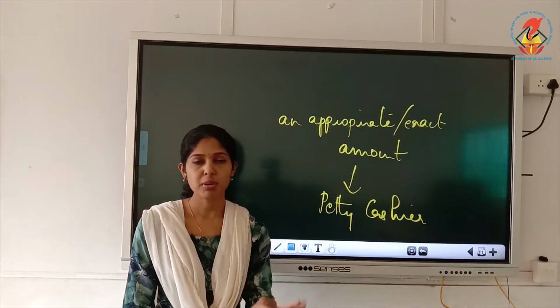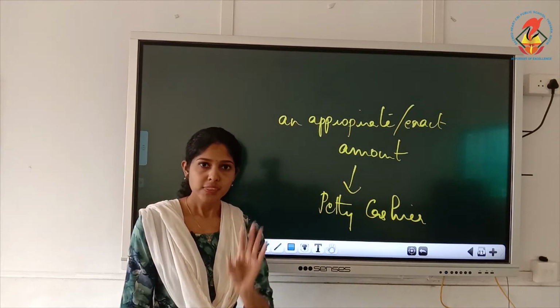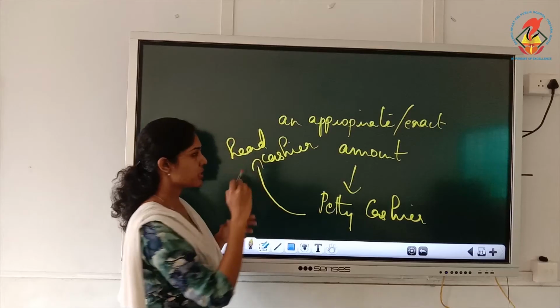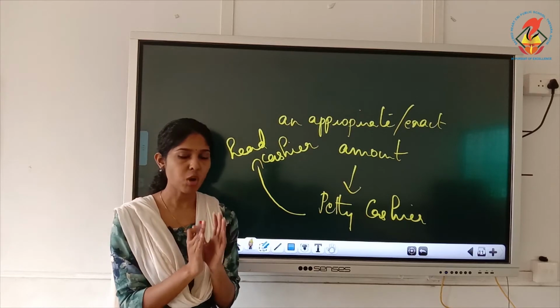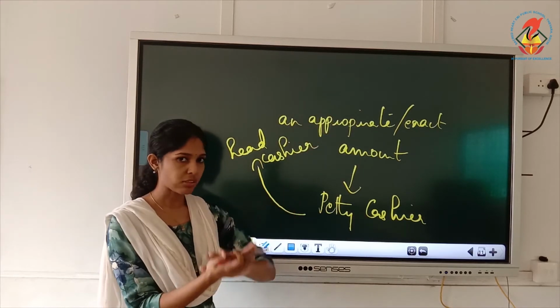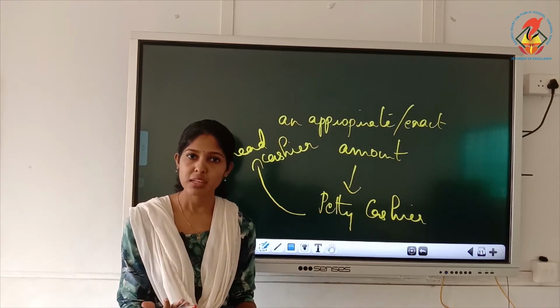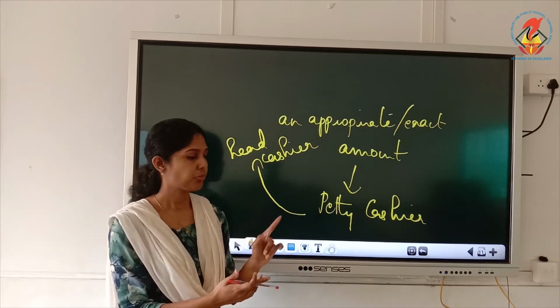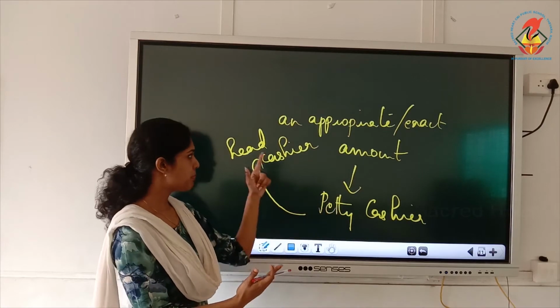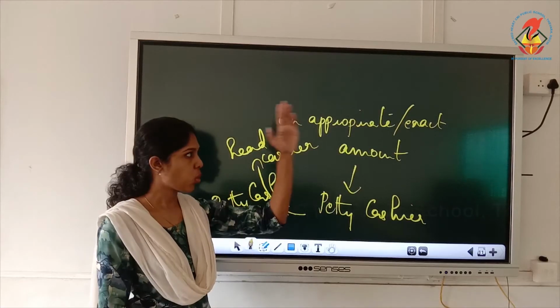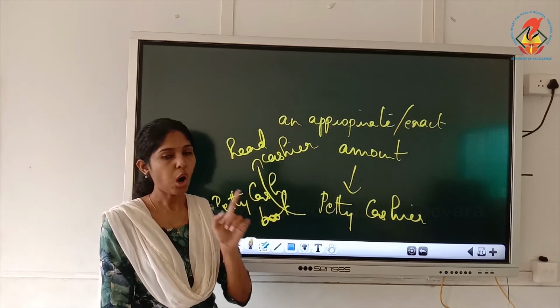During the period, for 1 month or 2 months, he will spend this amount. Then he will submit the petty cash book to the head cashier at the end of 1 or 2 months. This is happening under simple system of petty cash book. Appropriate or the actual amount is given to petty cashier. He is spending the amount that is given to him. Will there be any balance? No, because that is the correct amount given to him. Then at the end of the period, he will submit the petty cash book to the head cashier.